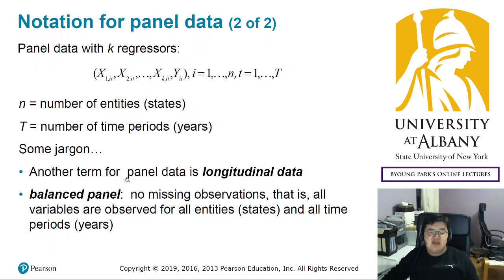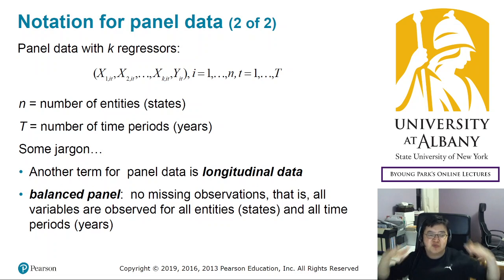So panel data, I think in economics, panel data is more common, but maybe in statistics or biostatistics, longitudinal data, this term is also usually used. And also there are 2 different assumptions on the panel data structure: balanced or unbalanced.